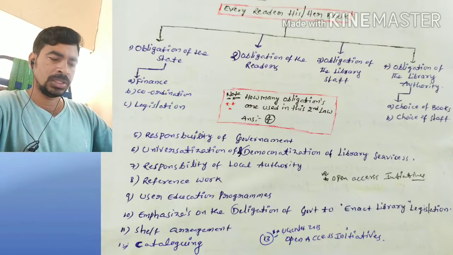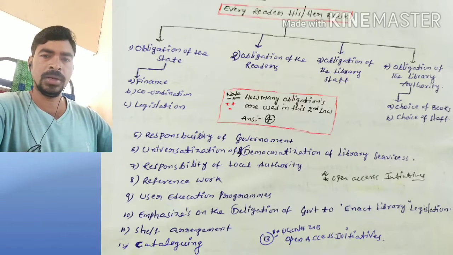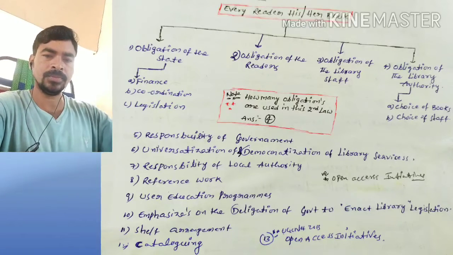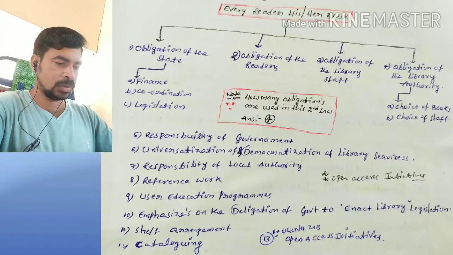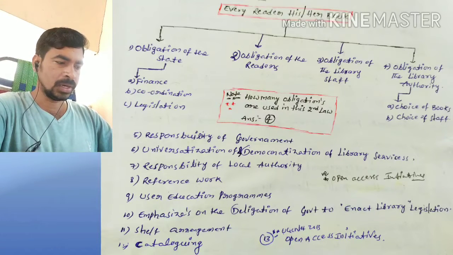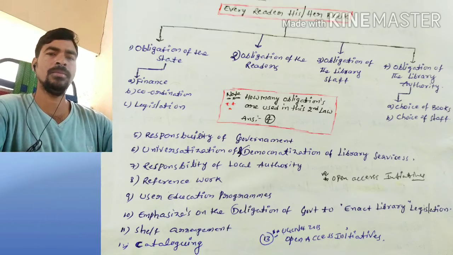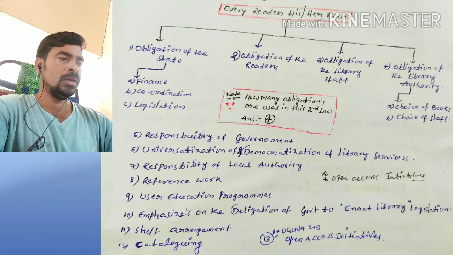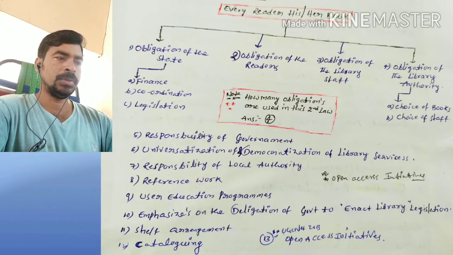Sixth one, universalization or democratization of library services. Seventh one is responsibility of local authority. Eighth one is reference work. Ninth one is user education programs. Tenth one is emphasis on the delegation of government to enact library legislation. Eleventh one is shelf arrangement. Twelfth one, cataloging. Thirteenth one, open access initiatives.